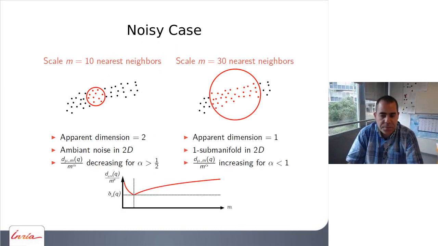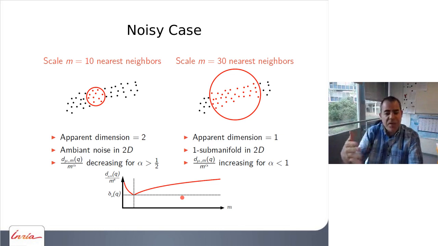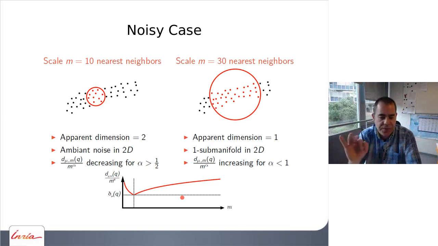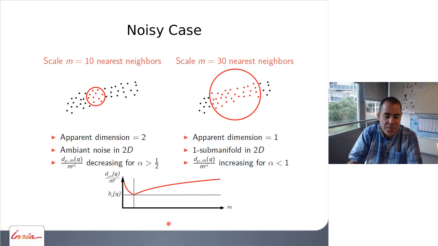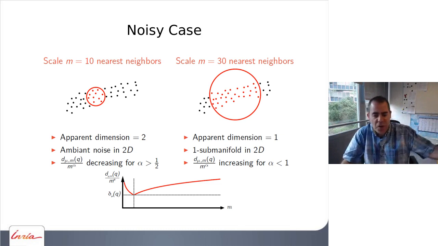Then if on the right, M is larger, take a larger ball, you see what is going to happen: the apparent dimension will be 1, right? Now this looks like a curve, and it will behave like a 1-submanifold in 2D, namely the function D divided by M to the alpha will be increasing for alpha smaller than 1. And of course, you understand that now I want to pick the function for which I have the minimum in the middle. I will find the sweet spot, and in fact, automatically, I will search for all possible M and do that efficiently, such that we find the minimum of that new function.